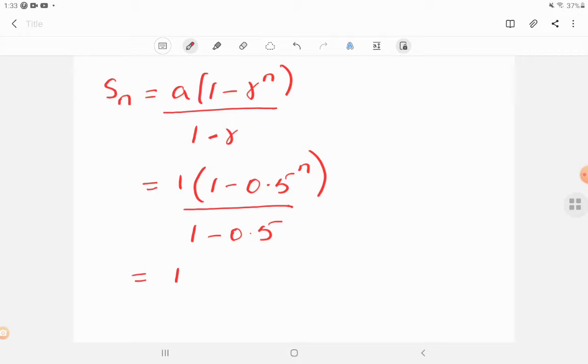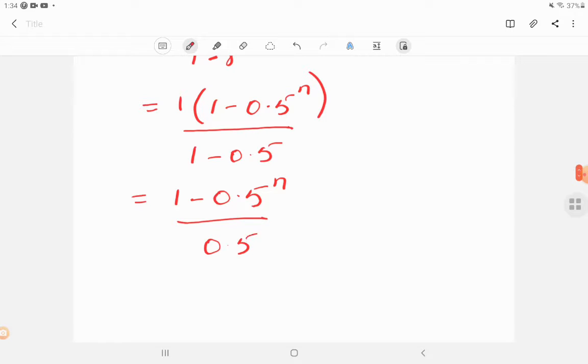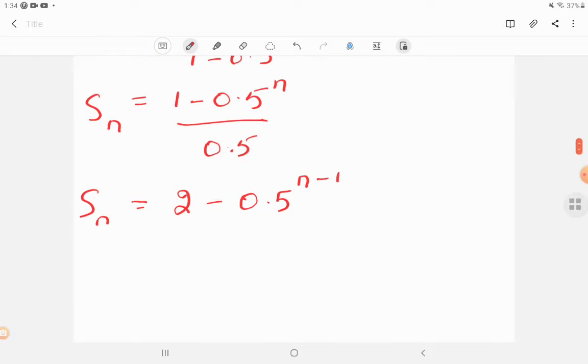In the next step we can write this as 1 minus 0.5 to the power of n, divided by 0.5. So Sn is equal to this, which is the general form we are getting. We can also simplify this as 1 divided by 0.5 is 2. So 2 minus 0.5 to the power of n minus 1. I'm just splitting it into two different terms with the denominator, and so I get the general expression Sn is equal to 2 minus 0.5 to the power of n minus 1.